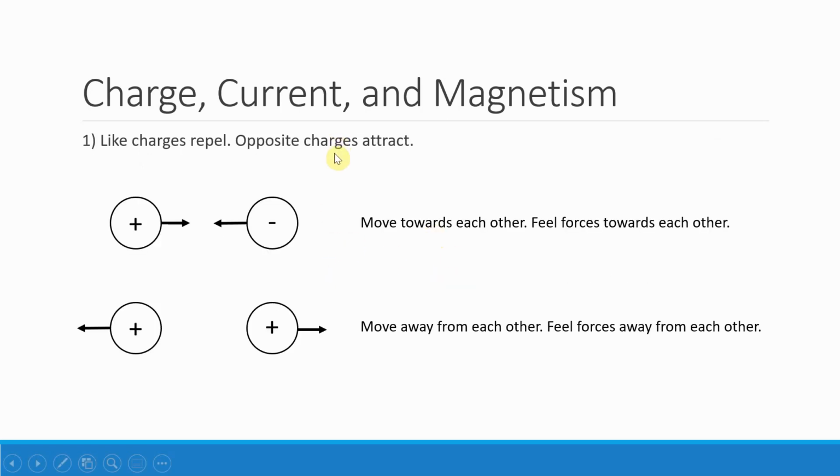So first of all, the like charges repel, opposite charges attract. You'll have 2 charges, and in this case, a positive and a negative.